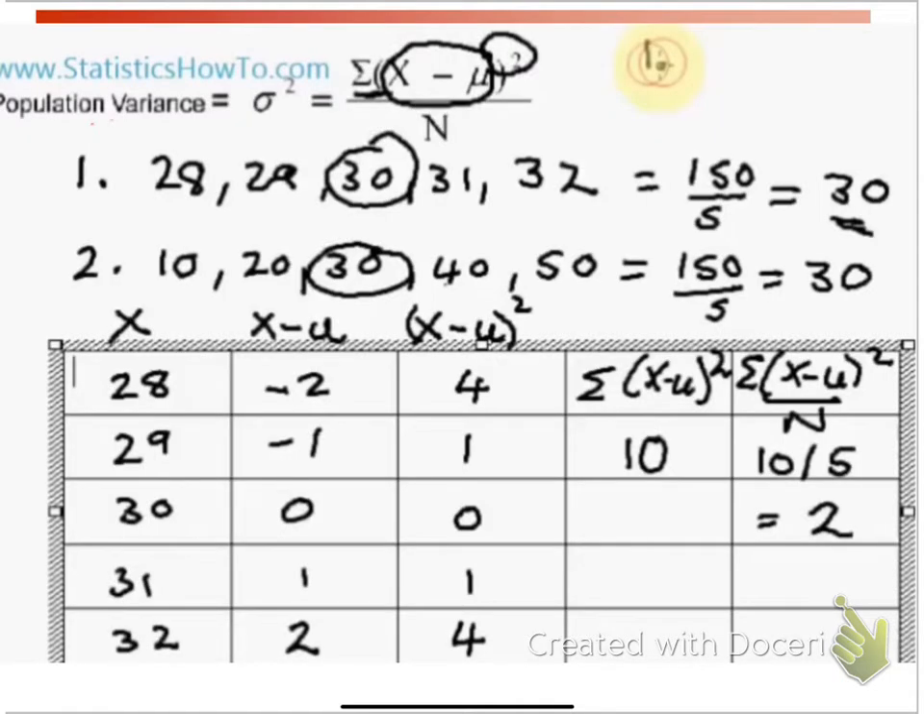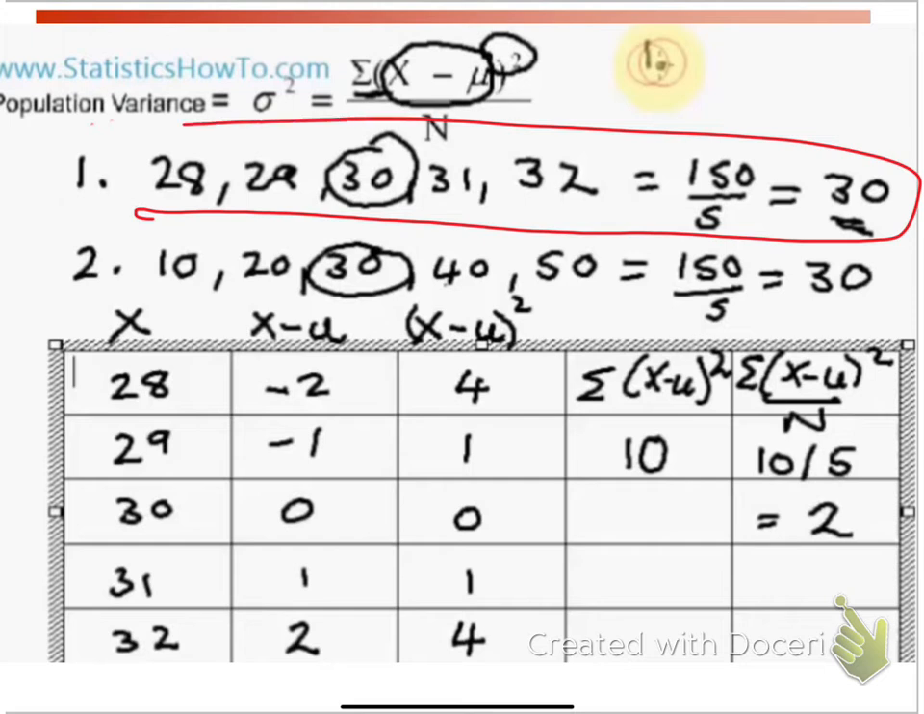So in this example, we'll see that we have two sets of data. The first set, if you remember the previous example, is 28, 29, 30, 31, 32, which are very close to each other. And we also have the other example, which is 10, 20, 30, 40, 50. And we said that the mean or the average for both of them is 30. So both of them have the same average.